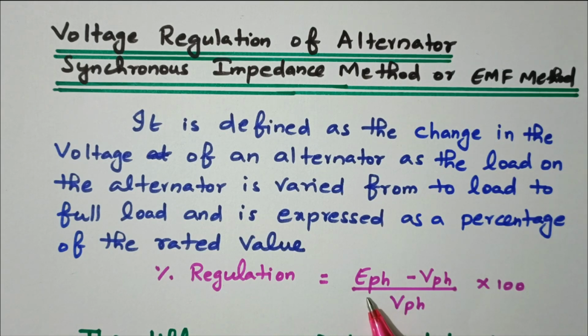That is E phase minus V phase divided by V phase into 100. E phase is the voltage induced in the alternator. V phase is the voltage available at the load terminal. So E phase minus V phase divided by V phase is nothing but regulation. While multiplying by 100, it is the percentage of regulation. So we need to find this value.